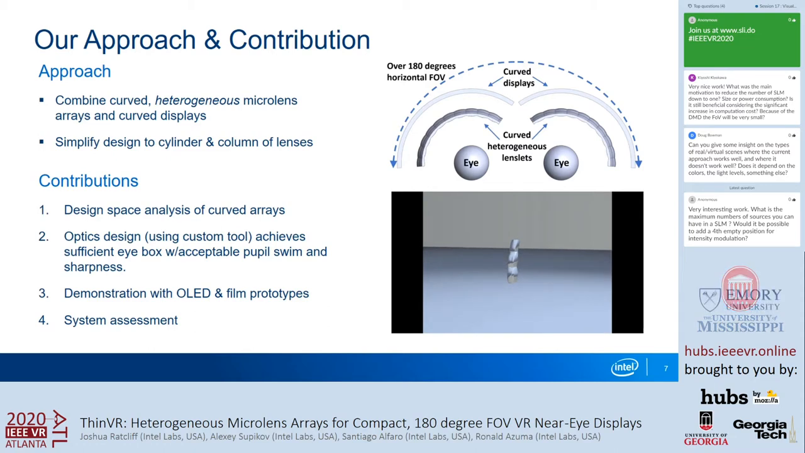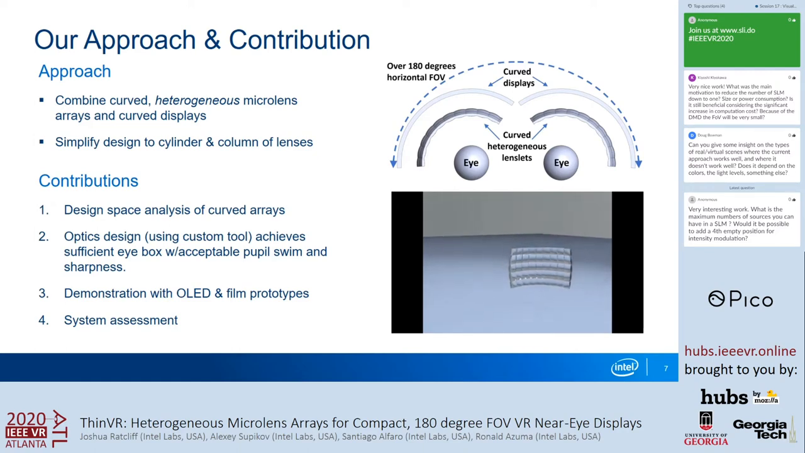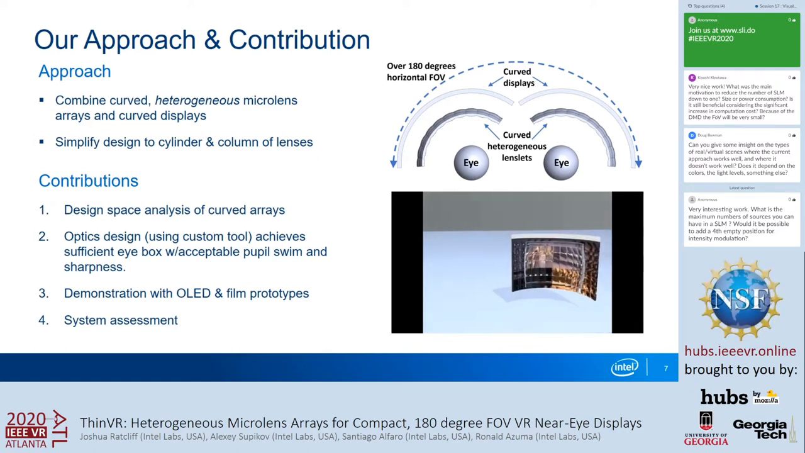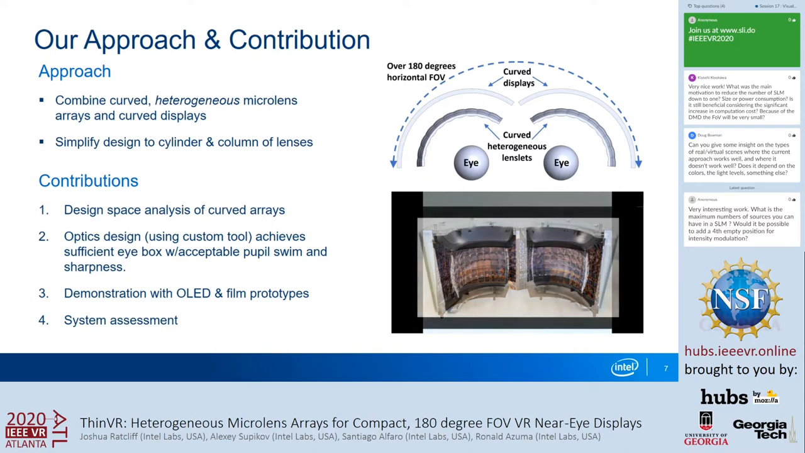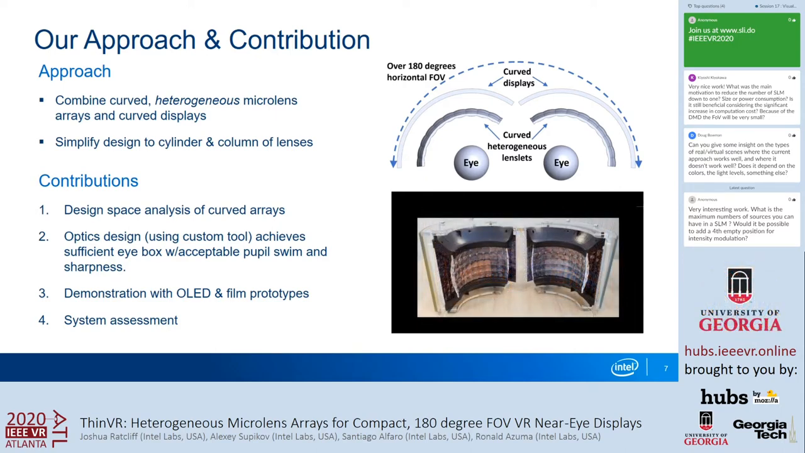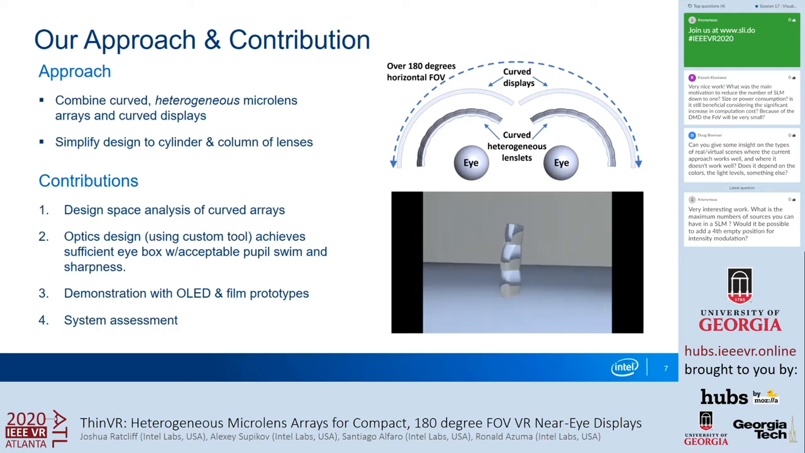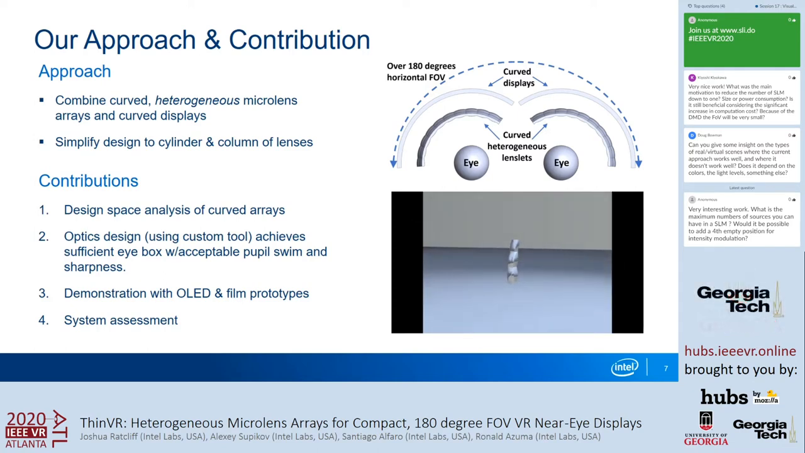As for contributions, we claim four areas that we hope our efforts provide the research community with some insight. First, we conducted a design space analysis, specifically for curved lens arrays. Second, we created an optical design with sufficient spot size and pupil swim performance, a non-trivial task. Third, we made the design a reality and demonstrated it with real-time and high-resolution implementations. Finally, we provide some assessment of the system we built. Now I will proceed to discuss each of these contributions in turn.